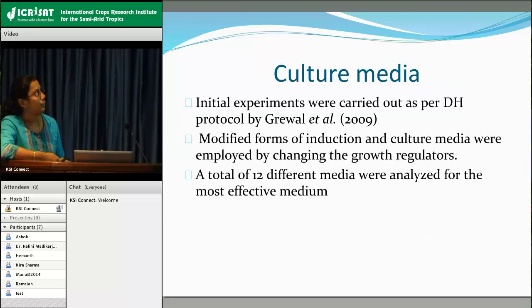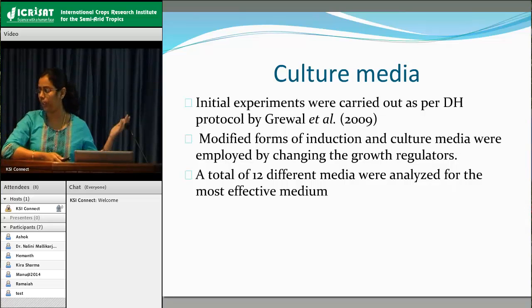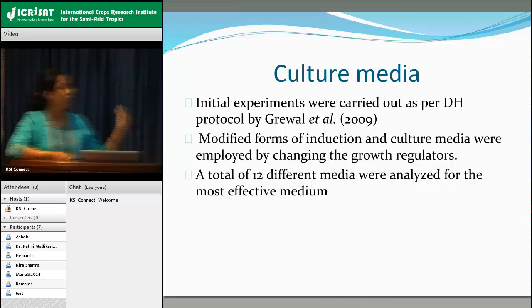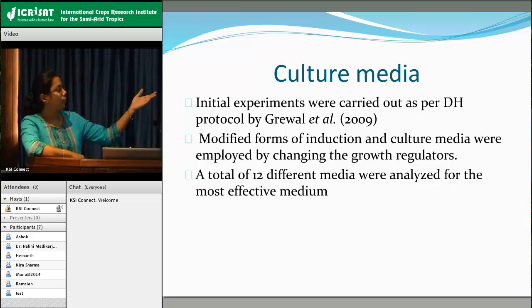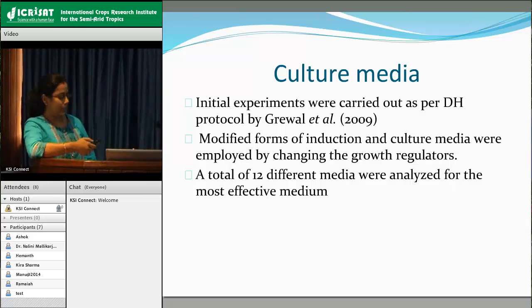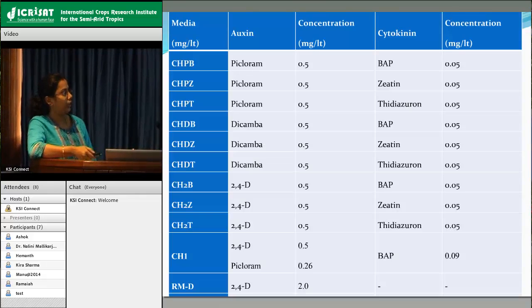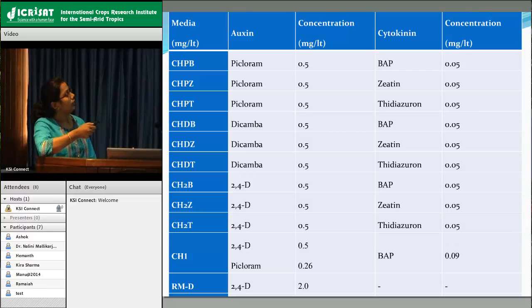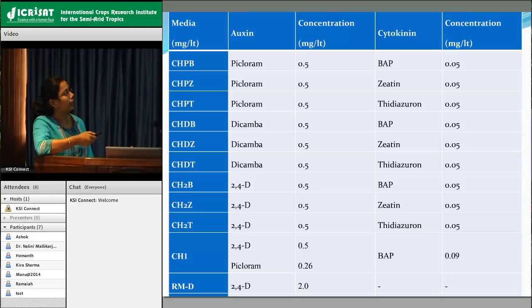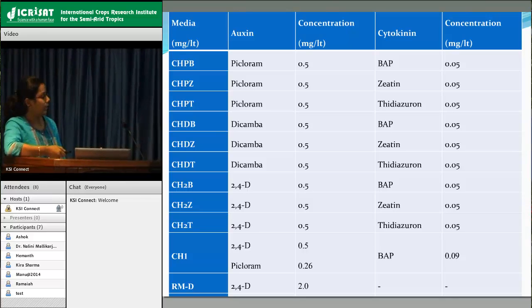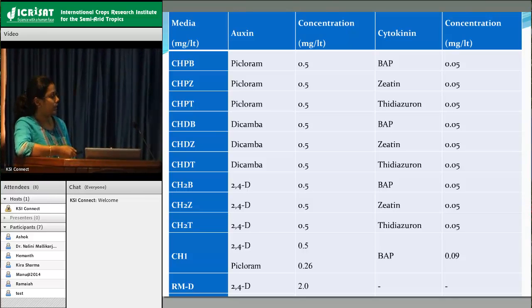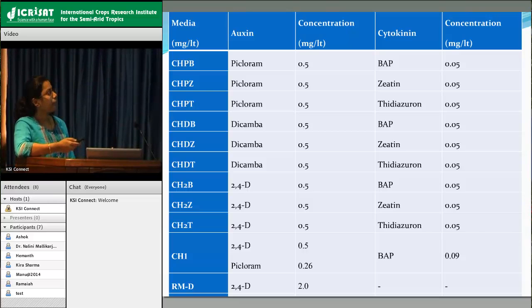As per the culture media, I have used 12 different culture media. The base was the protocol followed by Greva, the CH media, and the hormones have been modified accordingly to suit our results. The basic protocol is the CH1 media, which the protocol insists on. Further, we have changed the protocols with different combinations of auxins and cytokinins, and another 2 media from the Garwal protocol, these RMD and RMIK.